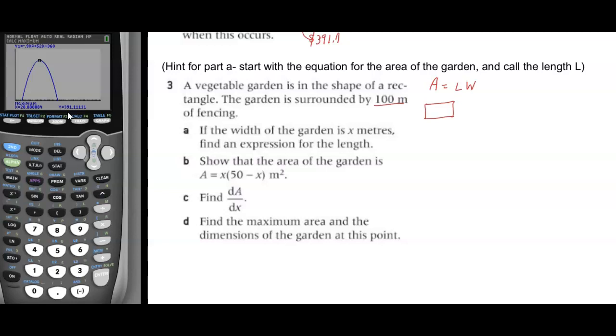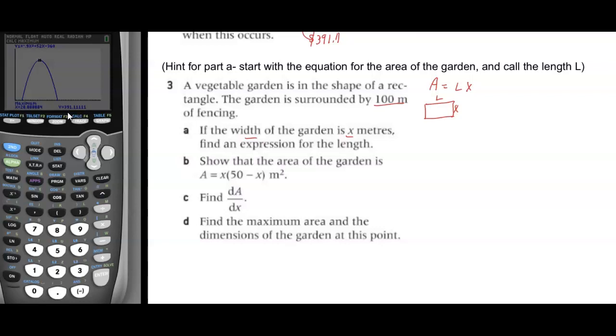That's called perimeter, right? So if we call the length L and the width of the garden is X, find an expression for the length. Okay, so we're going to label our rectangle here. The length is L, and the width is called X. Instead of calling it W, which I called it there, I'm going to call it X. So the length times the width is the area, right?